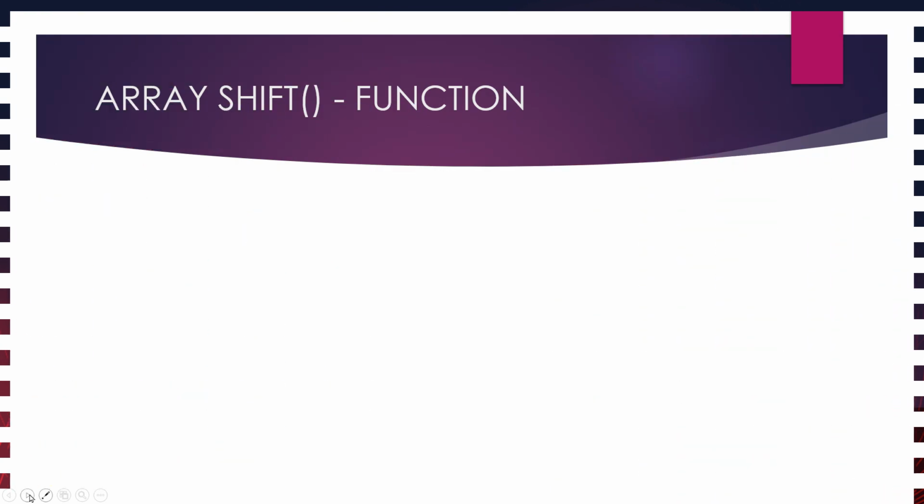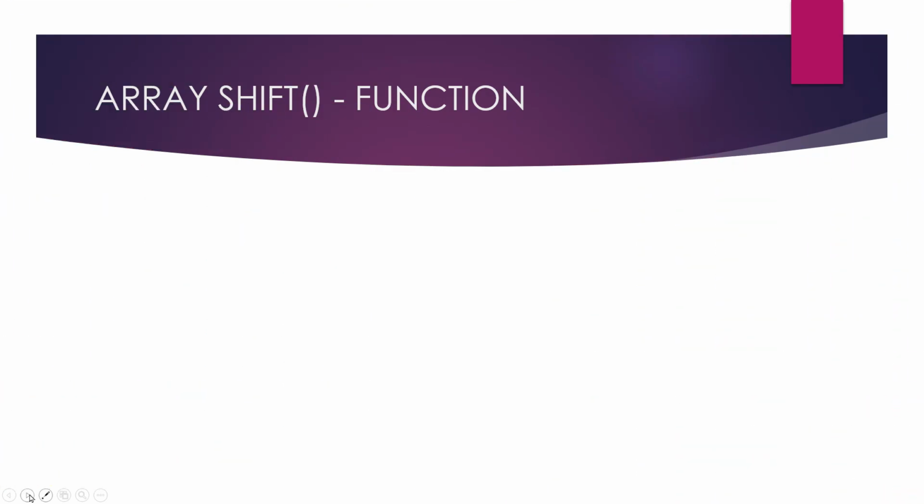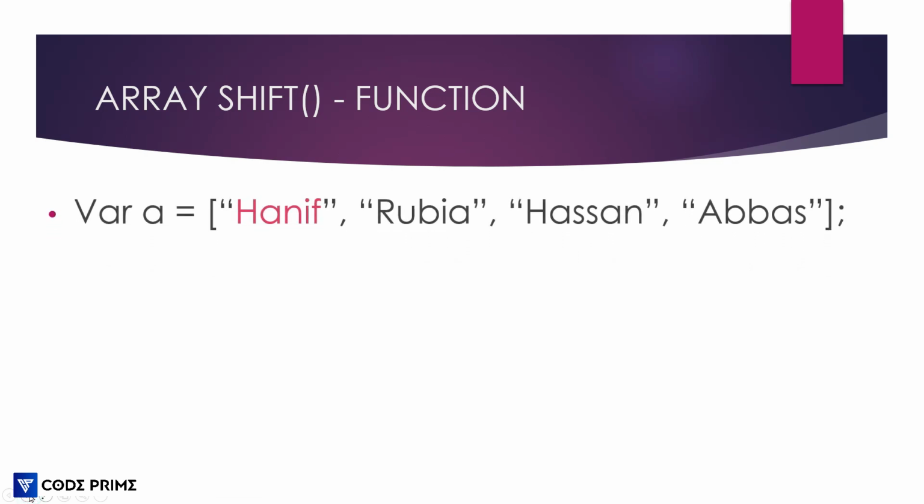So let's try to understand array shift, how the array shift method works. Let's say we take a variable and write some names there: Hassan and Abbas. There are four names, but the shift function basically works to remove the first element of this array. So the first element will be removed by the shift function, and the remaining names will be kept and printed.